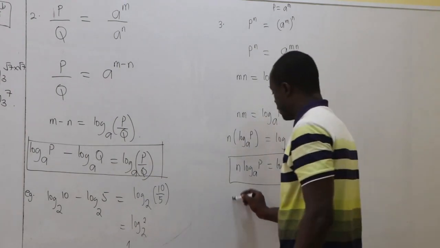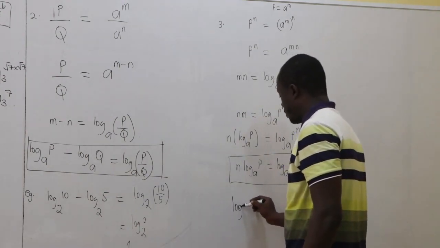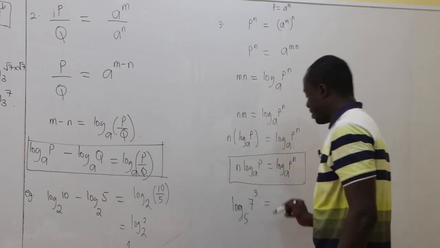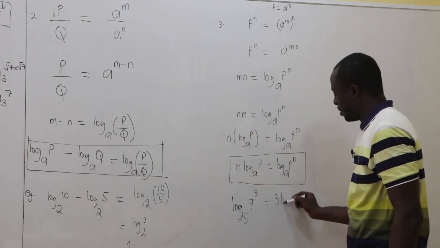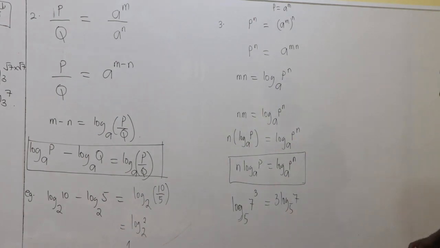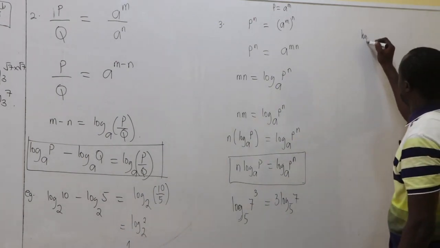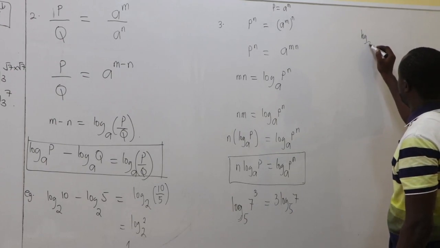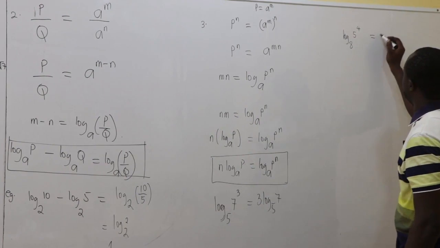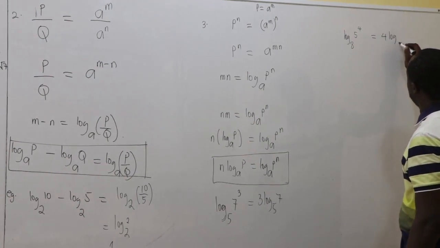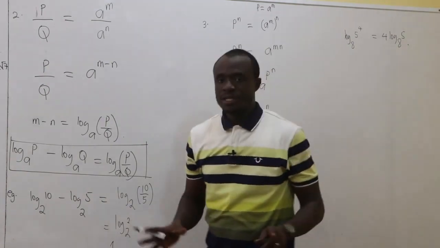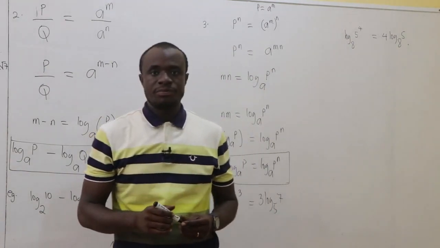So all that is saying is that if you have log 5 of 7 to the power 3, then this is just the same as 3 log 5 of 7. And then also if you have log 8 of 5 to the power 4, then this is the same as 4 log 8 of 5. Very easy, very trivial.